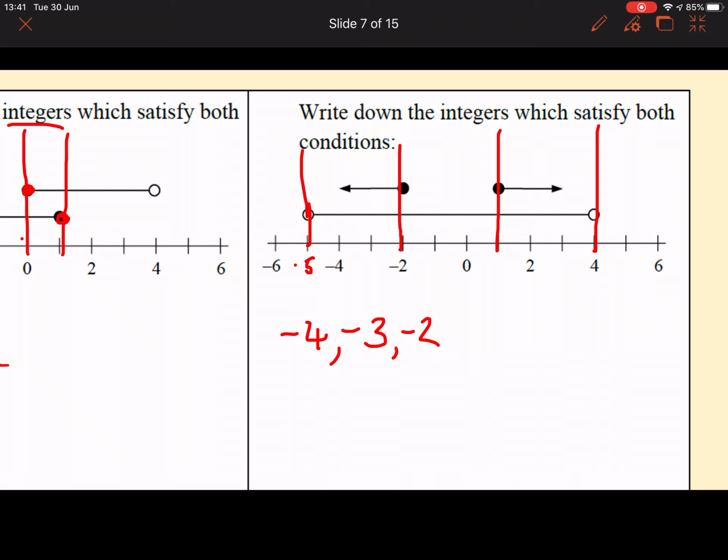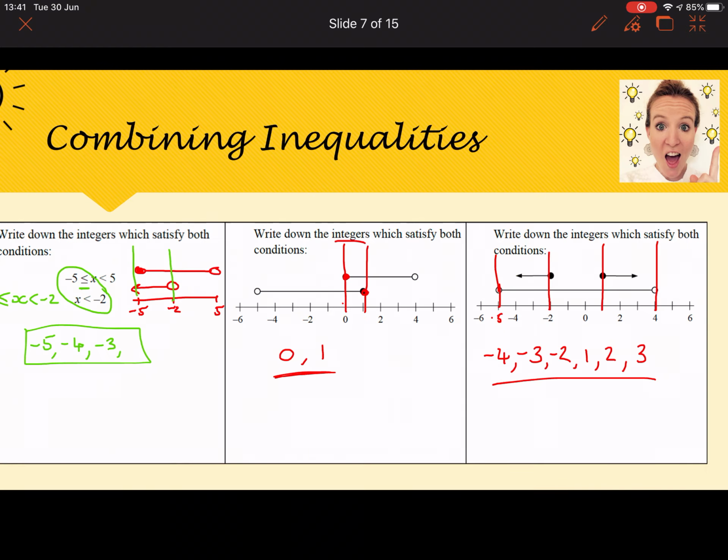Okay, so we've looked at those sections there. Now looking at the upper hand limit, our first number we get to is 1. It's a closed circle, so we can include 1. 2 is included, 3 is included. Next cutoff is 4. It's an open circle, so it's not included. So that is where our answer finishes. Okay, so drawing on those sections might help.